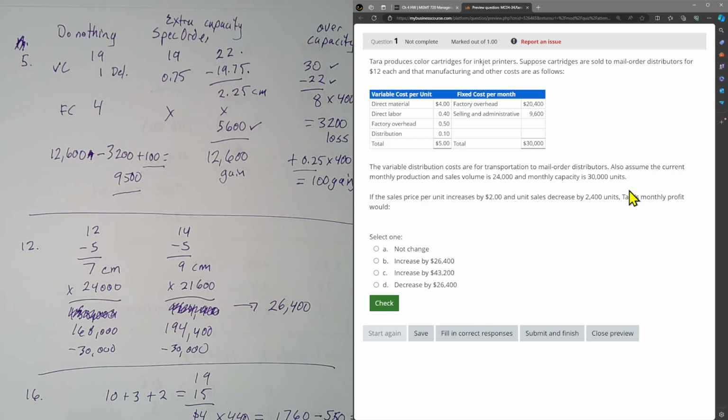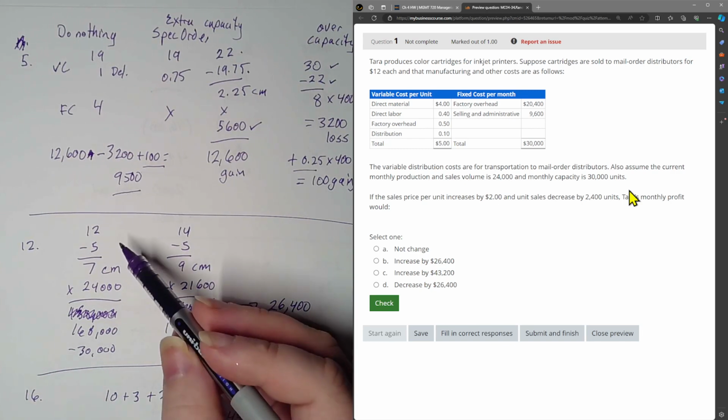So that's the as is. The question is, if we move to this new scenario where the sales price goes up from 12 to 14, an increase of 2, and the unit sales decrease by 2,400 from 24,000 to 21,600, what would the monthly profit be? So this is a good question. Now, of course, you could longhand it out, but I think they want us to look at, as far as possible, just the relevant costs.